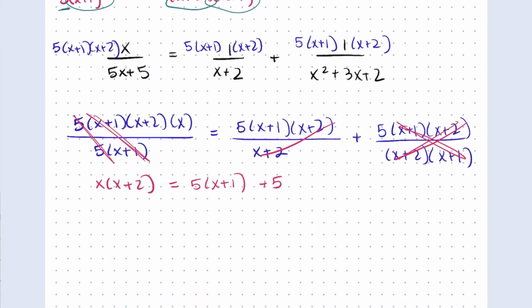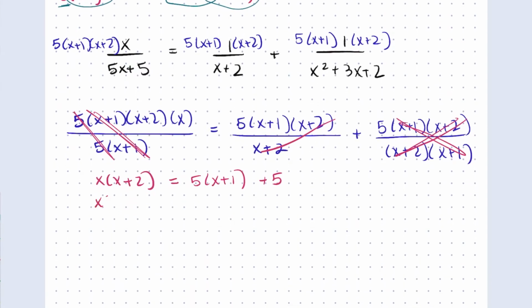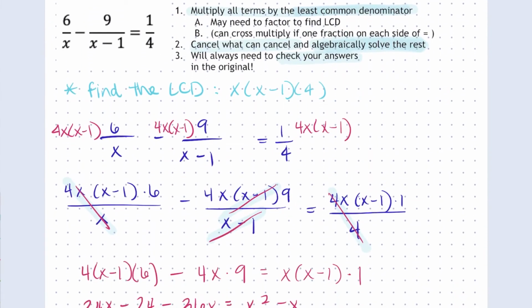So if I'm going to simplify this out, I'll have x squared plus 2x equals 5x plus 5 plus 5. That's going to be x squared plus 2x equals 5x plus 10. Again, this is a quadratic. When we have quadratics to solve, because that's the last step, right? You first cancel what can cancel, and then you just algebraically solve what's left.